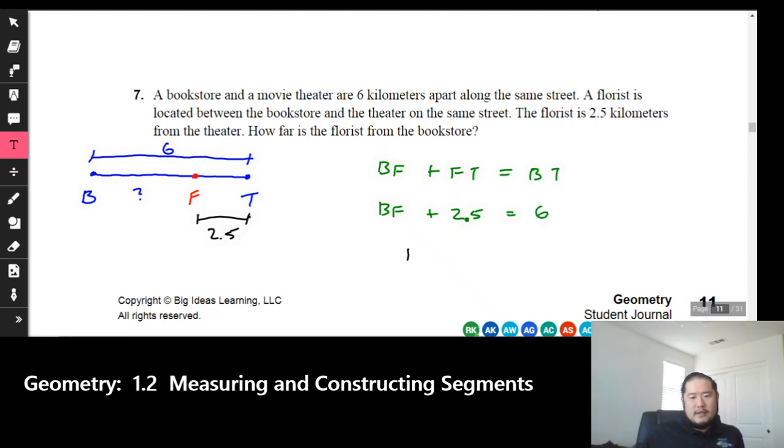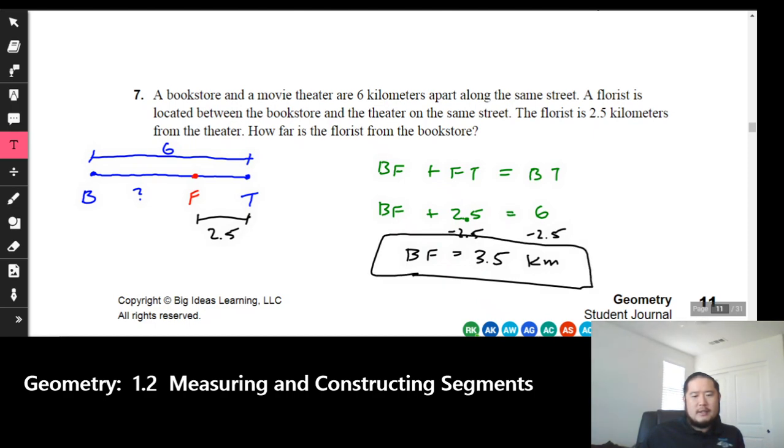We can solve this out now and figure out, by subtracting 2.5 from both sides, that the bookstore to the florist happens to be 3.5 kilometers. I would recommend always putting the unit of measure. That is also another important skill for you guys to work on and remember. All right, that right there is section 1.2.